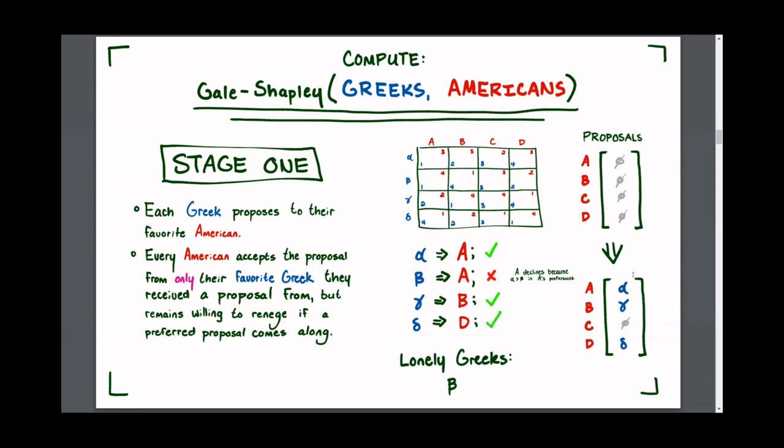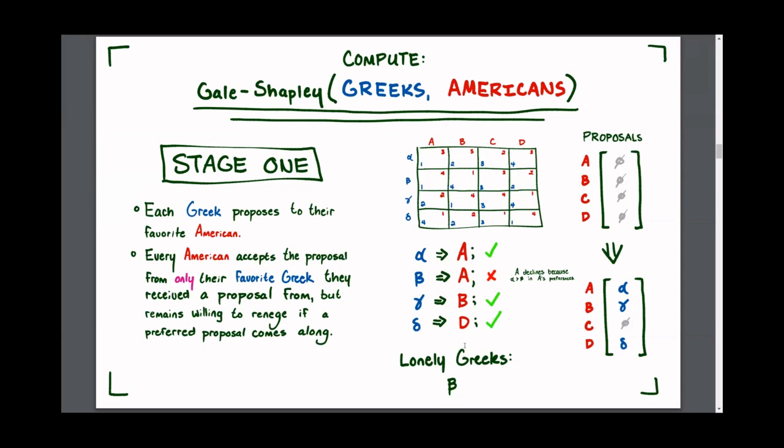In this case, with the preferences that we have, we go through the list, and alpha, beta, gamma, and delta, the four Greeks, will propose to their favorite American first. Alpha proposes to A, and A doesn't have anyone right now, so they accept. Beta proposes to A, but A prefers alpha to beta, and so they decline the proposal. Another one came along, but they didn't prefer it to their current one. Then gamma proposes to B, delta proposes to D, and ultimately everyone has a proposal at the end of this stage except for beta, who is lonely.